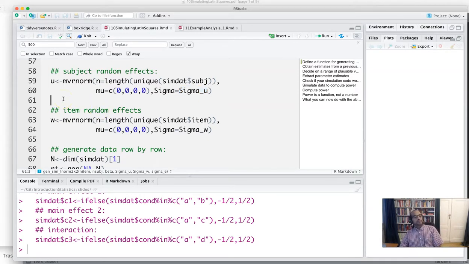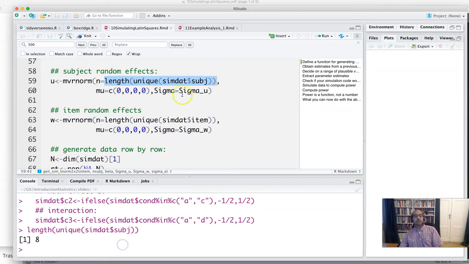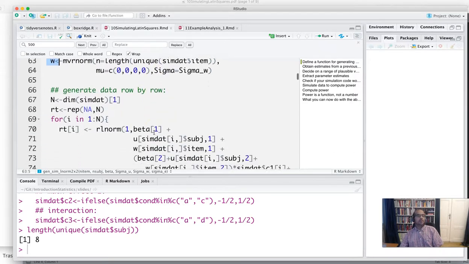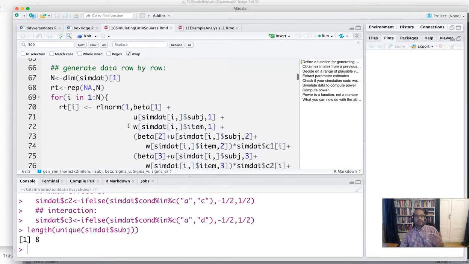Okay, so what I've done here is that I'm generating the subject random effects. Of course, in order to generate these subject random effects, I have to know how many subjects I have. So this I've calculated here. So I should get 8 subjects here, right? Because that's how I set up this simulation. This variance covariance matrix will have to be defined by me, and I'm just going to show you how to do that. Okay. So I've created my variance covariance matrix here, and I generate my random effects here for subjects and for items, same situation, right? And then I start generating my data row by row.